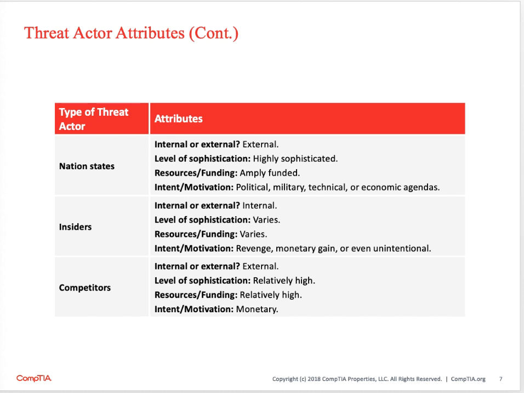Competitors. So a competitor is going to be an external threat and they're going to have a relatively high level of sophistication and funding. Rivals commonly perform industrial espionage on one another in order to get a competitive advantage on their rival. So this is technically going to be a monetary motivation here, right? Because they want to beat their rival organization.